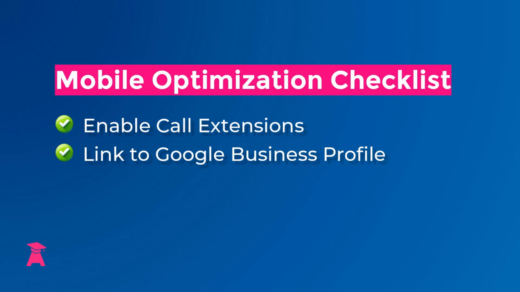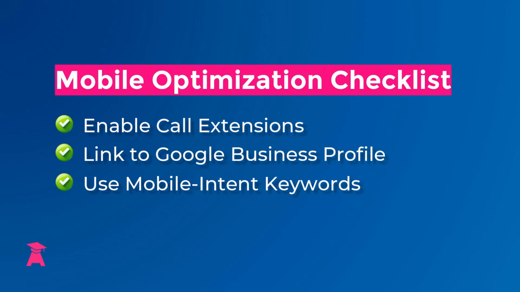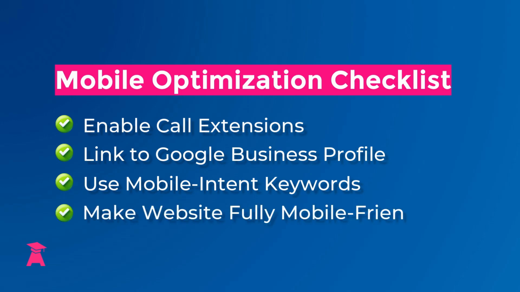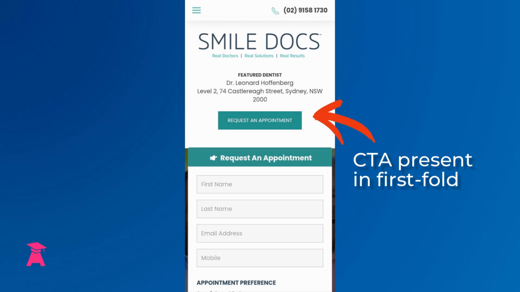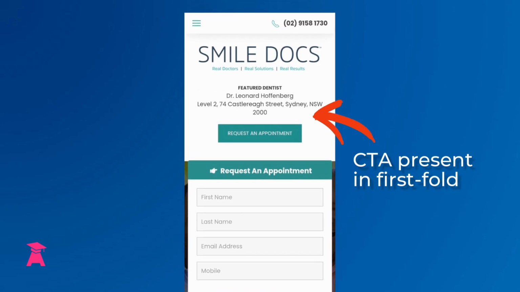I have a video on how to do that as well, and that's a really important feature. The third thing you can do is to ensure you have keywords which are focused on mobile. For example, dentist near me. The fourth thing you can also do is to ensure that your website is completely mobile responsive as well, so you can make sure that the mobile traffic experience for people is a really good one and they can easily book an appointment straight from your website.